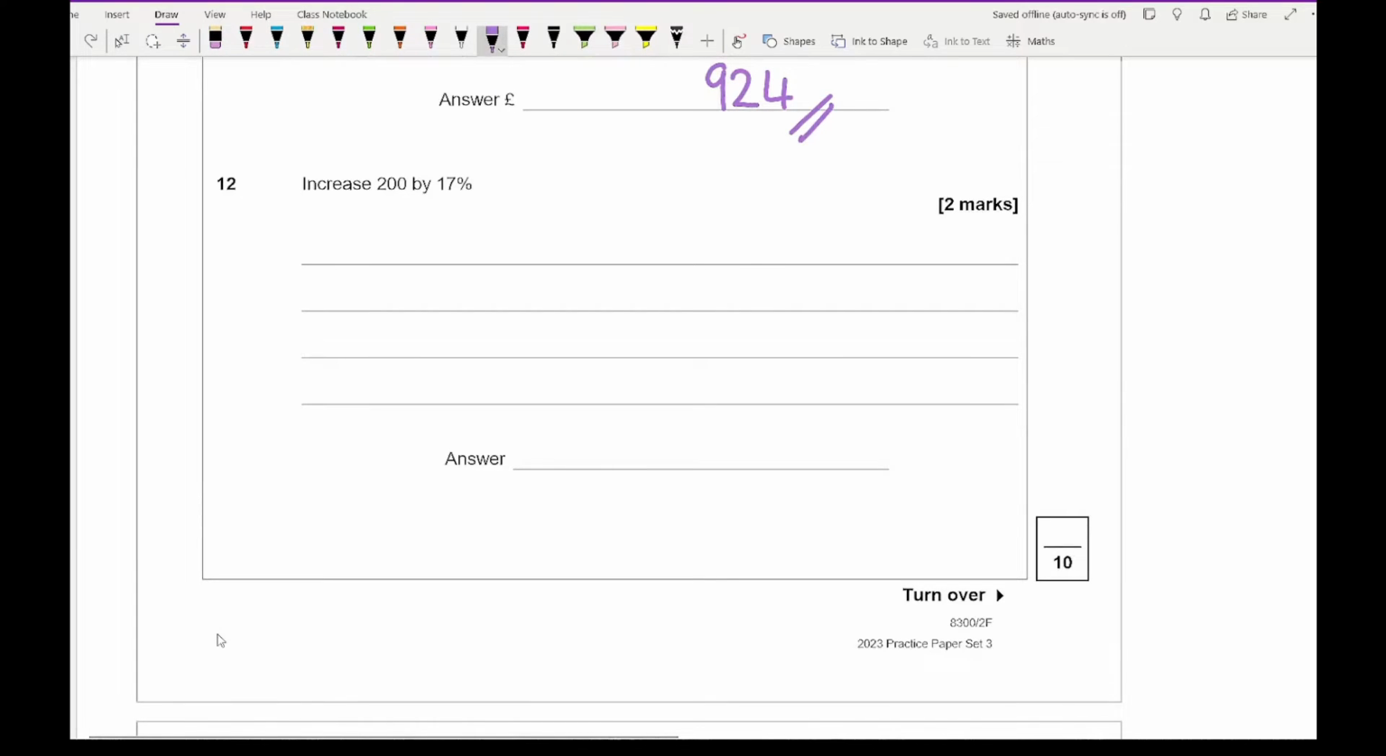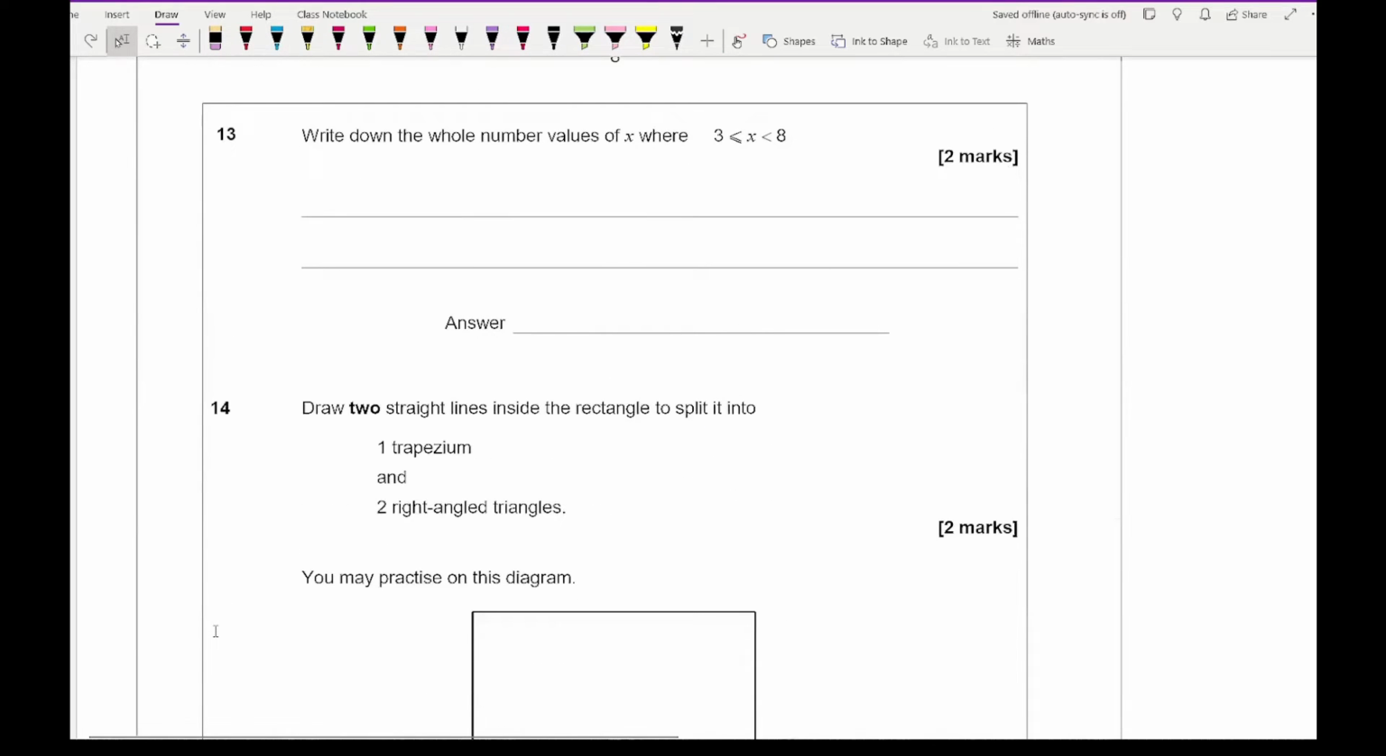Well, if we start with 100%, so 100% plus 17% is 117%, and that as a decimal is 1.17. So if I then do 200 multiplied by 1.17, I get an answer of 234. As an alternative, you could work out 10%, work out 7%, add them together, and then add it to 200. Moving on to question 13, it says write down a whole number where x is between 3 and 8.